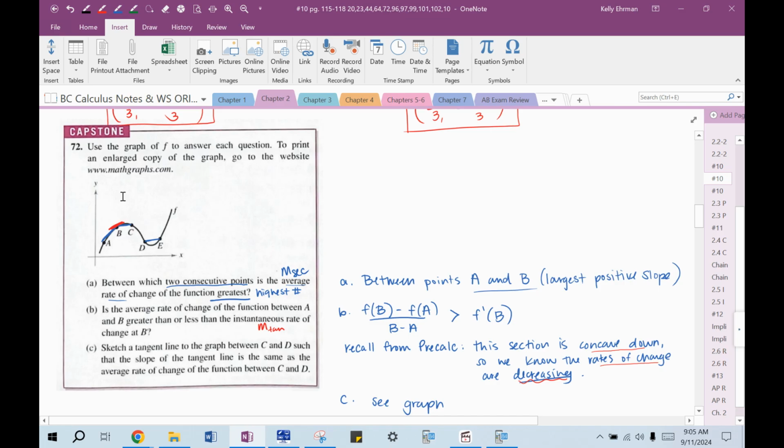And then part C was just a sketch on the graph. I erased it. So sketch a tangent line to the graph between C and D such that the slope of the tangent line is the same as the average rate of change. So here's the average rate of change. This is leading into something we'll talk about in a couple of days, but yeah, there's a slope somewhere in here. You can kind of estimate where it is, where you've got a parallel tangent line. So I'm saying that slope matches the C to D slope.